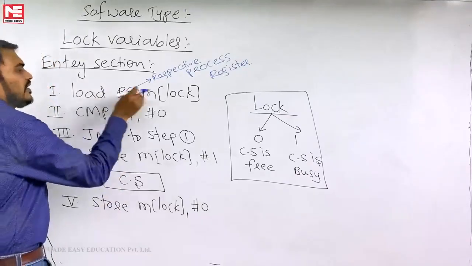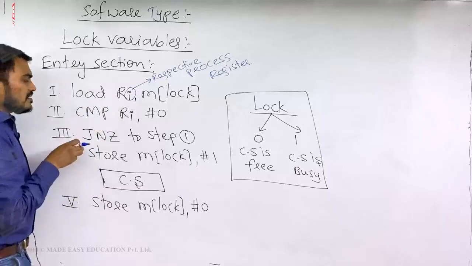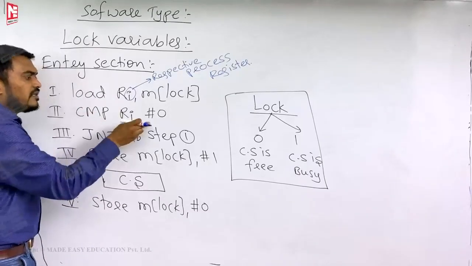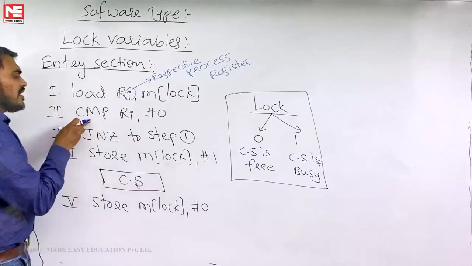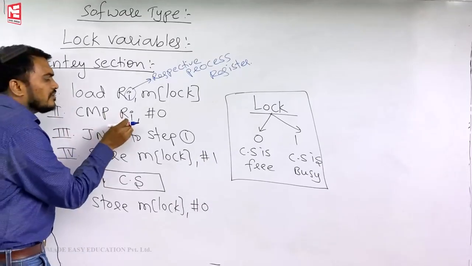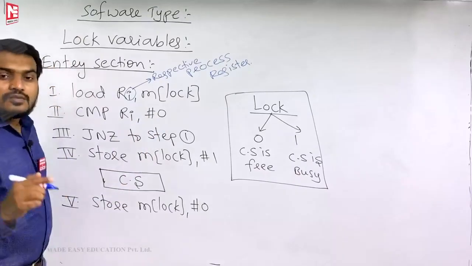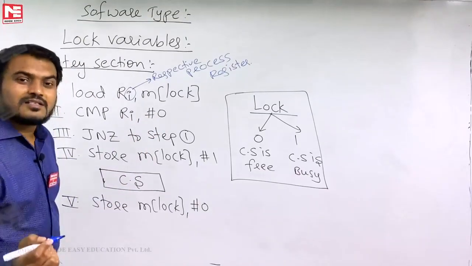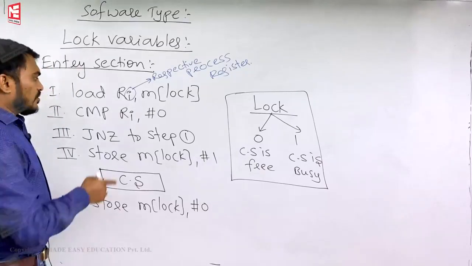So we are loading the value of lock into register. That is the first instruction. And the second instruction is comparing the register value with 0. So what is the meaning of this compare? Whatever register value you are having, you are going to compare with 0. Why are you comparing with 0 here? To identify whether the critical section is free or busy, or say free or not. So that is the reason.